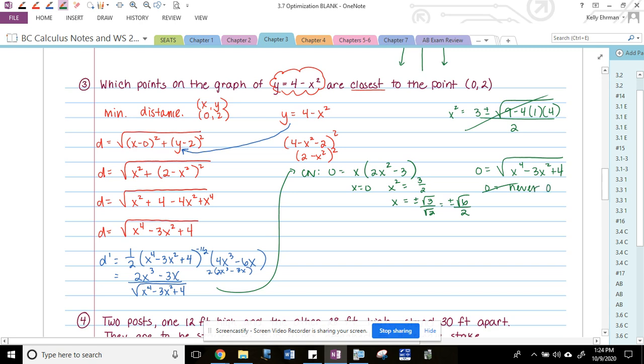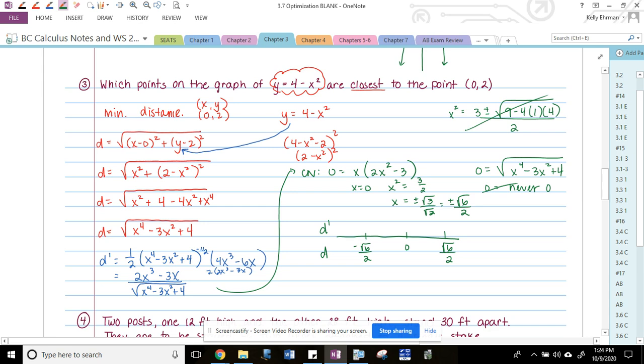All right, so we don't get any critical numbers from the denominator because it's the square root of something that's always positive. Okay, back to our critical numbers that we do have, though. We have a negative radical 6 over 2, we have a 0, and we have a positive radical 6 over 2. And we're talking about d prime and what's happening with d.